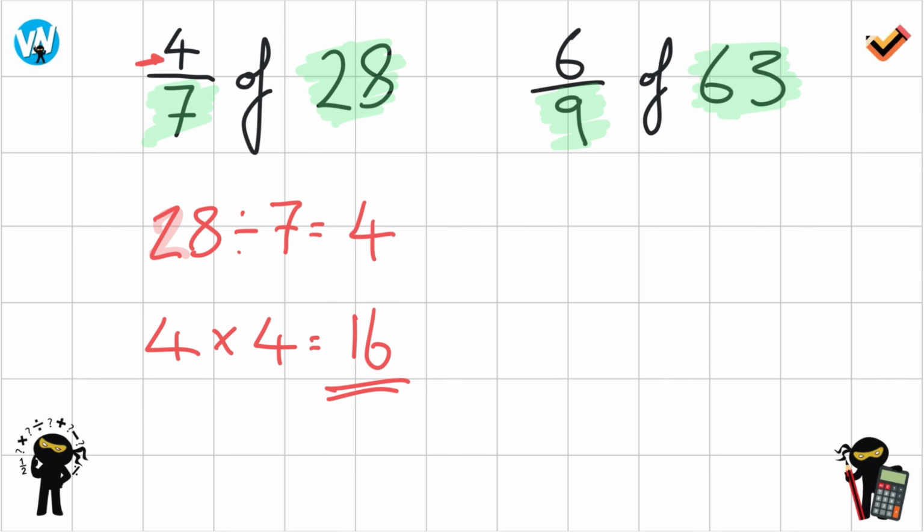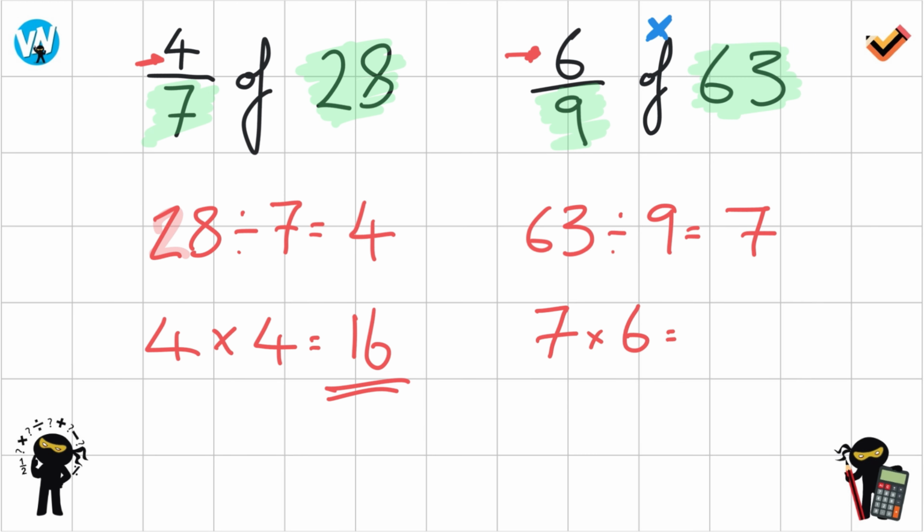Very, very simple. And again, over here, we've got 6/9 of 63. And again, if the SATs papers try to be a bit sneaky and show it as 6/9 times 63, then it just means of. We don't need to worry about that too much. So we've got 63 divided by 9, which we know is 7, because it's just our 9 times table. And then we're going to do 7 times the numerator up here, which is 6. So 7 times 6 is 42. Very, very simple. Job done.